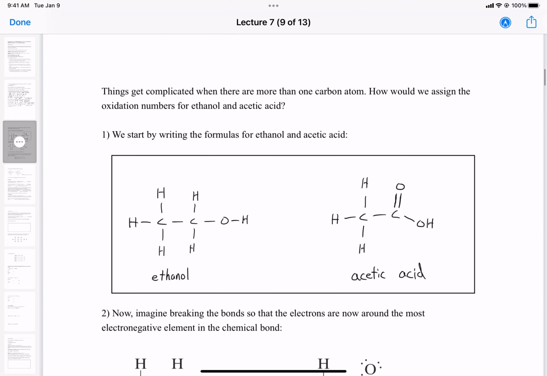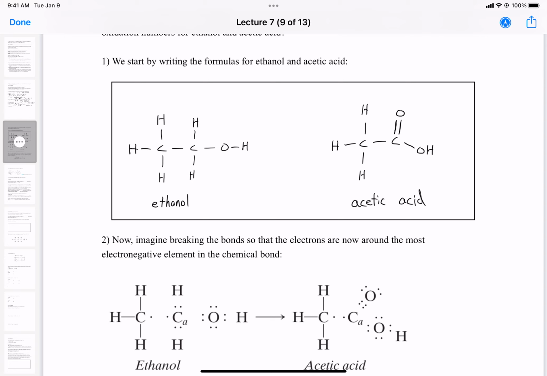Okay, so when we assign oxidation numbers, the rule is this. Imagine you're breaking the bonds so that the electrons are now around the most electronegative element in the chemical bond. If people need a refresher of what electronegative means, it's the element that attracts electrons in a chemical bond more strongly. Okay?